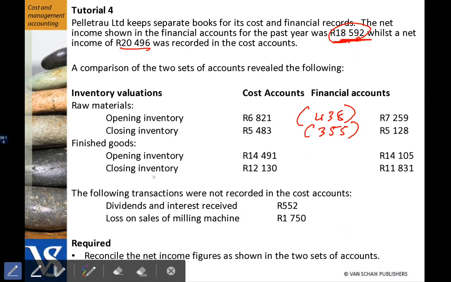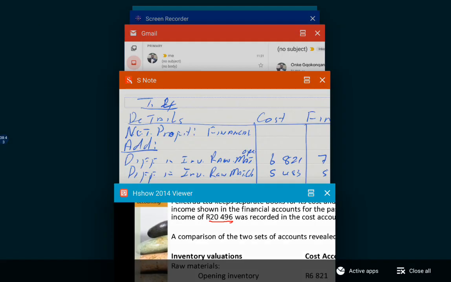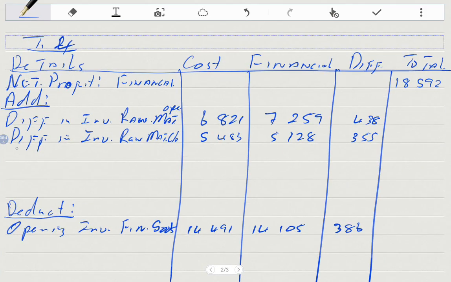Then the next one is closing inventory, 12,130 and 11,831. This one, guys, is similar then to the closing inventory of the raw material. In your cost side, you've got 5,481, which was greater than the one of financial records, and we've added that amount. So you'll do the same thing again. You are going to add that one, so there's no need to go again and do the calculation.